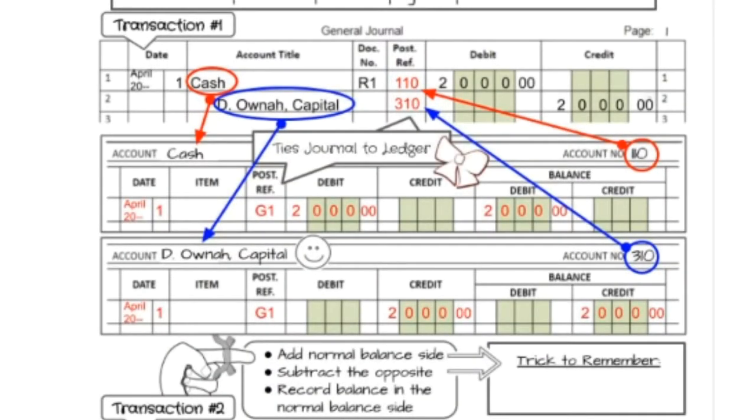In the middle here, we have reminders that you're going to add the normal balance side, subtract the opposite of the normal balance side, and you want to record the balance in the normal balance side. A little trick you can see with the first 2 is the first post will always be the normal balance side. So our first post in cash was a debit. A debit is the normal balance side for cash. Under capital, the first post was a credit. Well, credit is the normal balance side of capital. So whatever the first post is in the account, that's going to be the normal balance side.